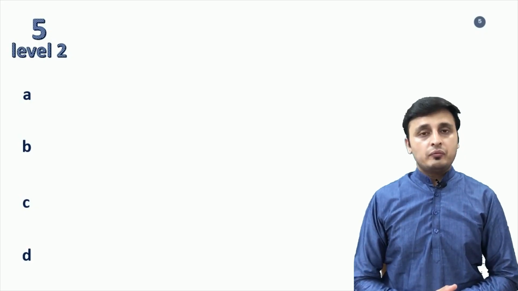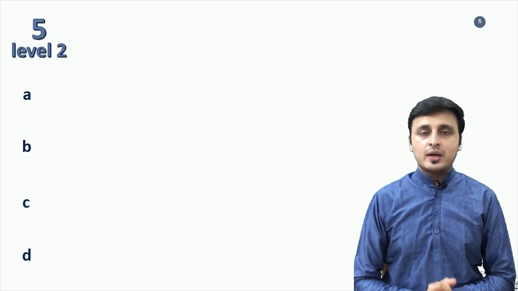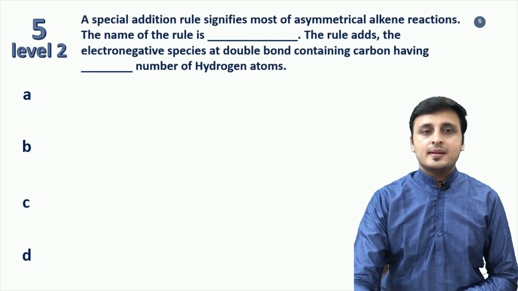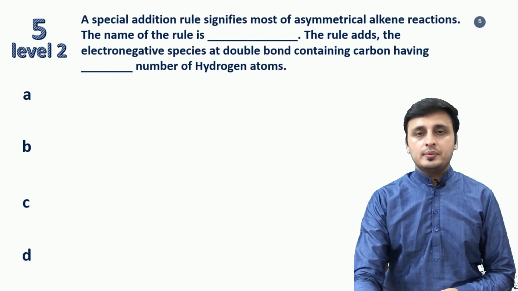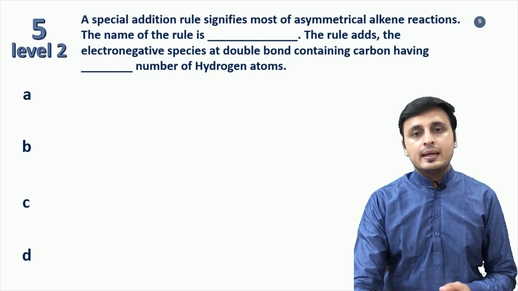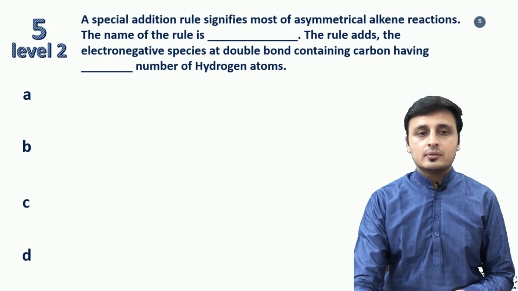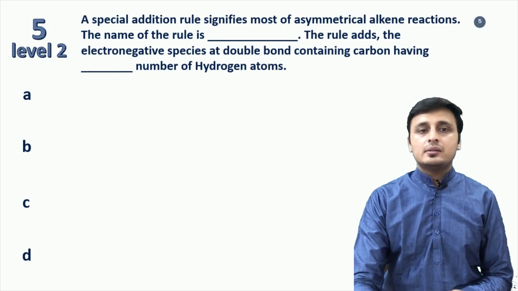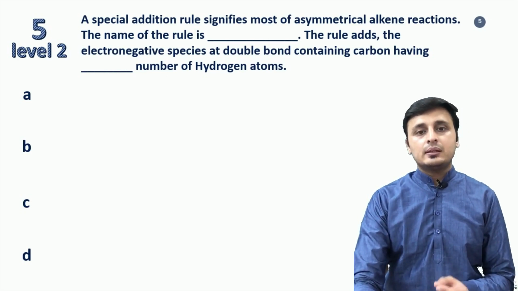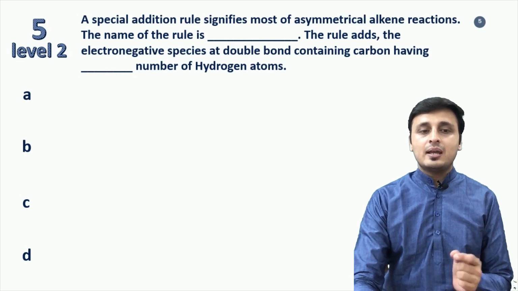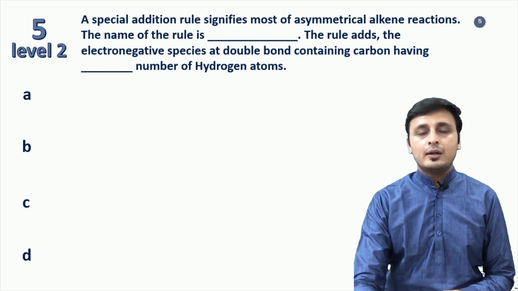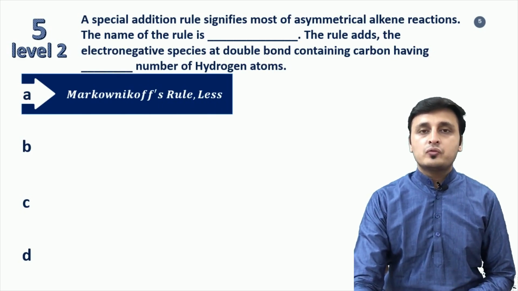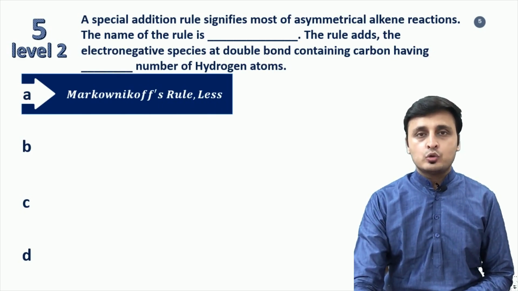Now presenting the fifth question of the show, question 5, level 2. The question is: a special addition rule signifies most of asymmetrical alkene reactions. The name of the rule is blank. The rule adds the electronegative species at the double bond containing carbon having blank number of hydrogen atoms. Options are A. Markovnikov's rule, less number of hydrogens.